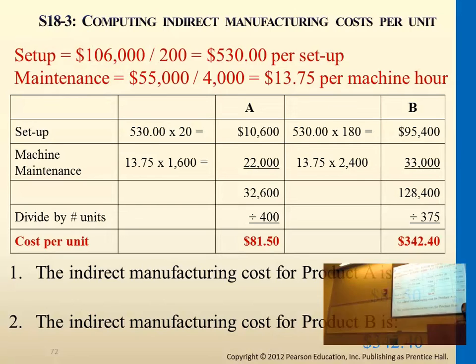We capture, first of all, the allocation rate. We have two types of activities. What is the cost for those activities? And what is the driver, the factor that accumulates the cost for those two activities? One of them is the number of setups. One of them is machine hours. So meaning the more machine hours are used, let's say for product B, you will see that the more machine maintenance costs are incurred for that product line. The more setups are incurred for product B as well, so there are more setup costs incurred for product B.